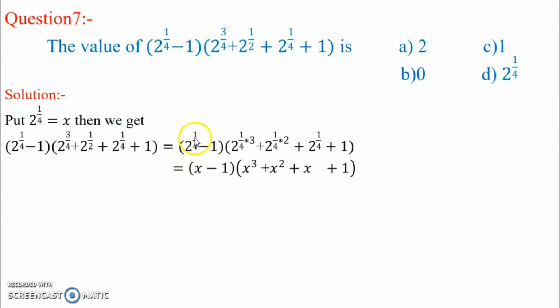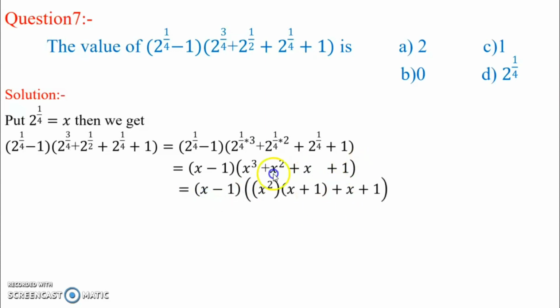So this term will be x minus 1. This is this term raised to 3, which is nothing but x cube. This is nothing but this raised to 2, which is the same as x square, and this is x. Now this will be simplified as this.